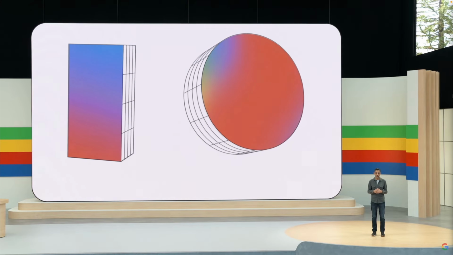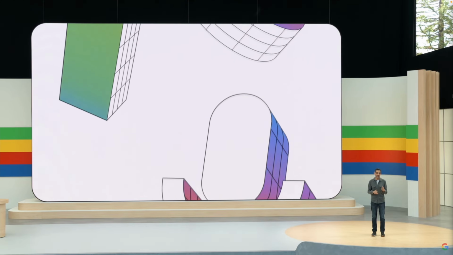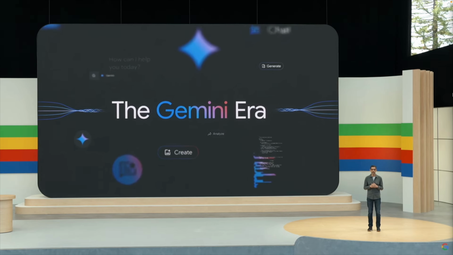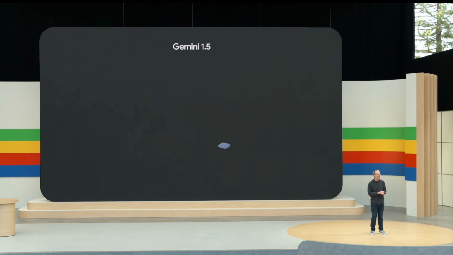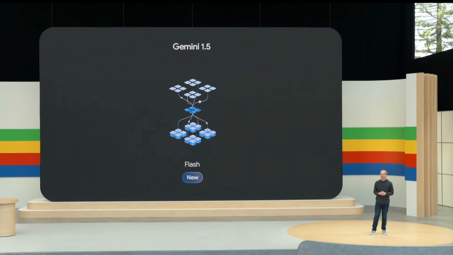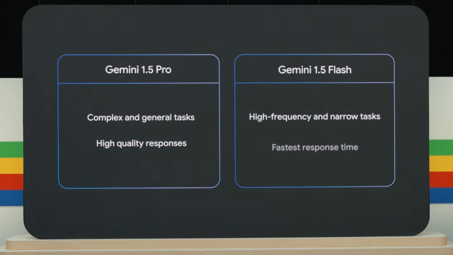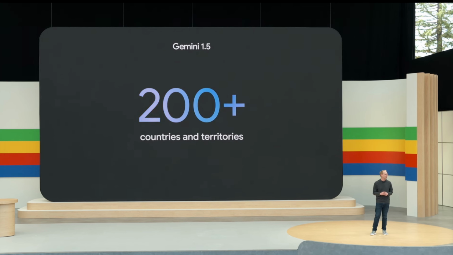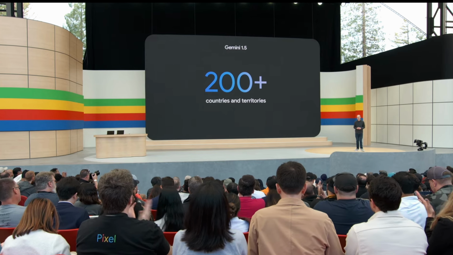At Google I/O today, we saw a lot of exciting new launches, specifically the new and improved Gemini Pro model, as well as a brand new Flash model. Pro is great for complex tasks that might take a bit longer and have higher quality of response, and Flash is something you can use towards high frequency, narrow tasks where you want responses really fast. These models are available in over 200 countries and you can start using them right away.